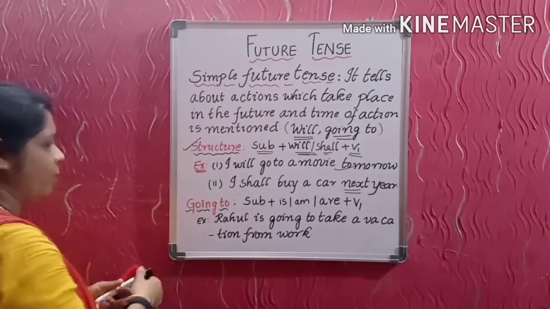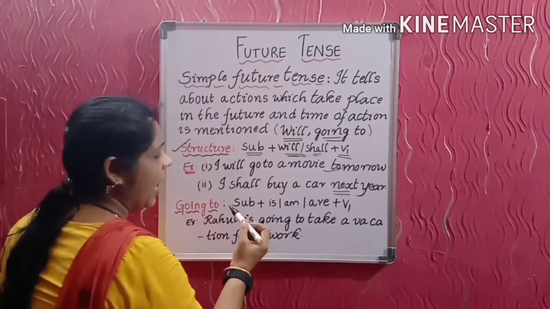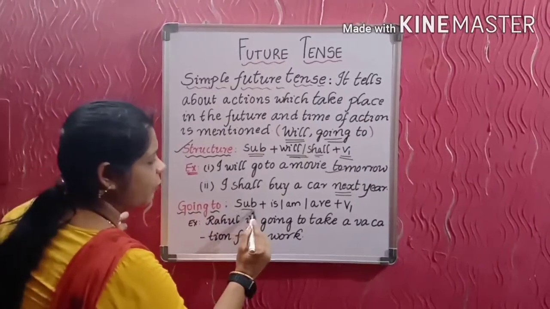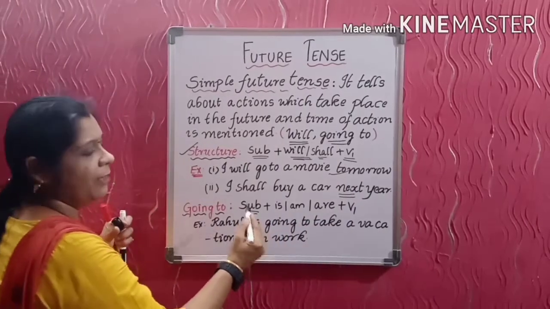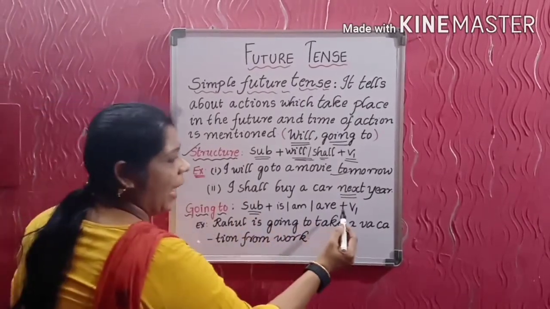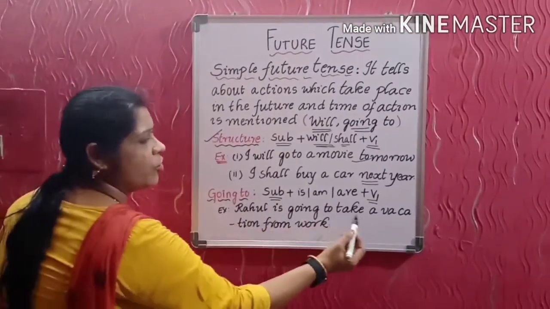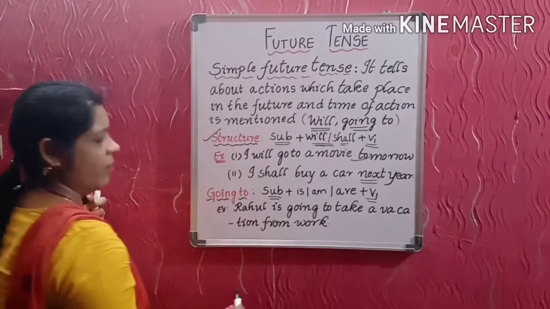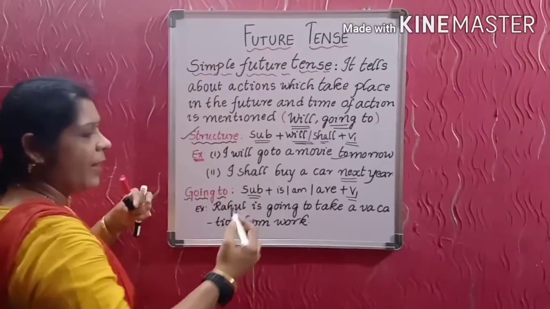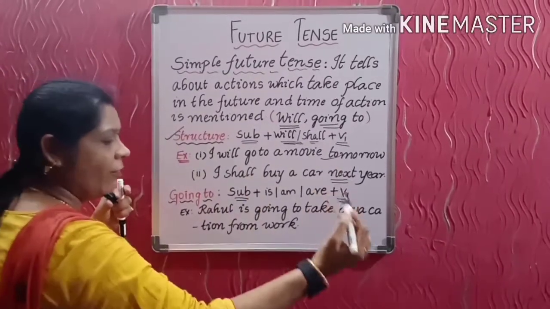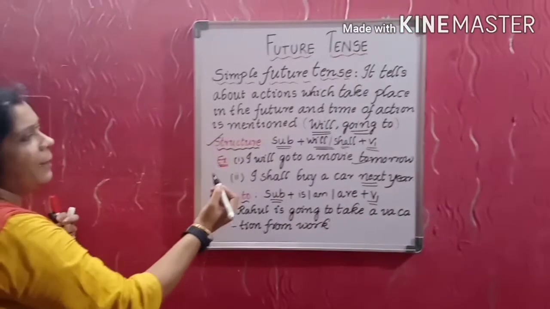Coming to going to. Going to is also used in a simple future tense. How is it used? The structure is subject plus is, am or are depending on the subject, whether it's single or plural, and V1, the basic form. Example like, Rahul is going to take a vacation from work. It means from now he is going to take a vacation. That is in the future. So these two come under simple future tense.